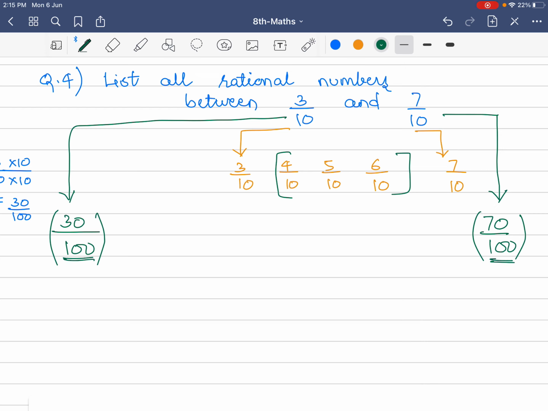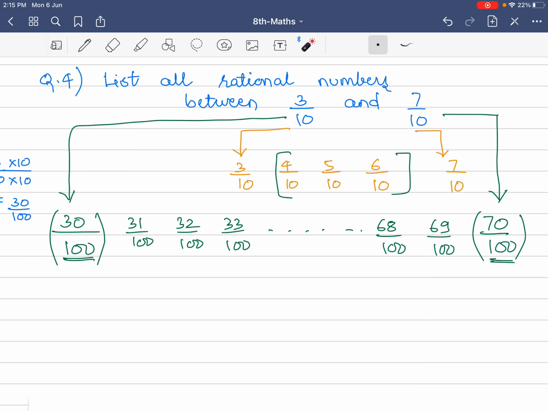Now there are more numbers, because you will start with 31 by 100, then 32 by 100, and then 33 by 100, and so on, it will go till 68 by 100 and 69 by 100, and finally you will get 70 by 100. So now we are looking at the question to list all the rational numbers between 3 by 10 and 7 by 10. First we thought there are only 3, but now there are almost 30 to 40 rational numbers between 3 by 10 and 7 by 10.